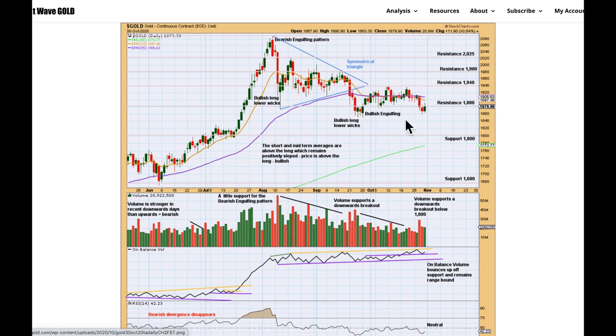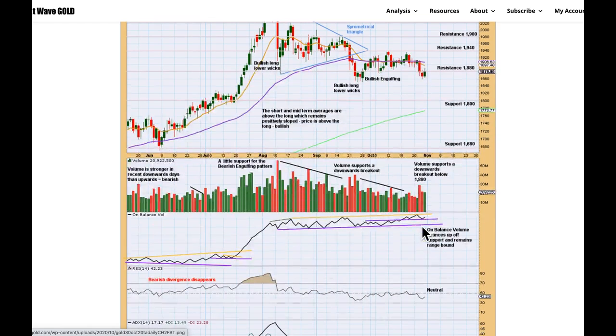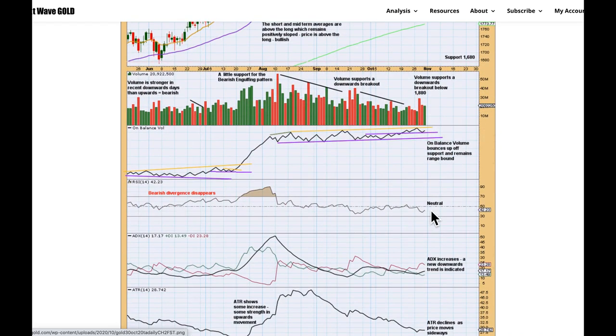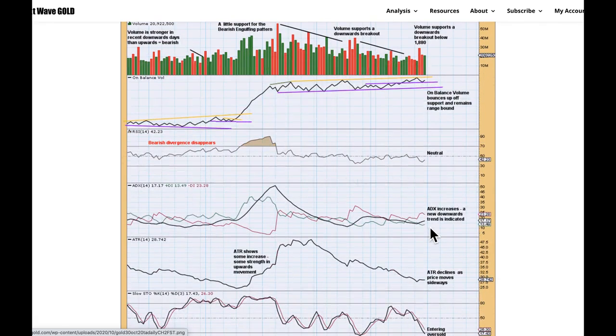This downward break below support and close below support came on a day with strong downward volume supporting the downward breakout. So this is again indicating there's more pressure to the downside at the moment. I'll be expecting at least more downward movement next week. On balance volume is tightly constrained, so it's not giving us a signal either way this week. RSI is neutral, room for price to rise or fall.